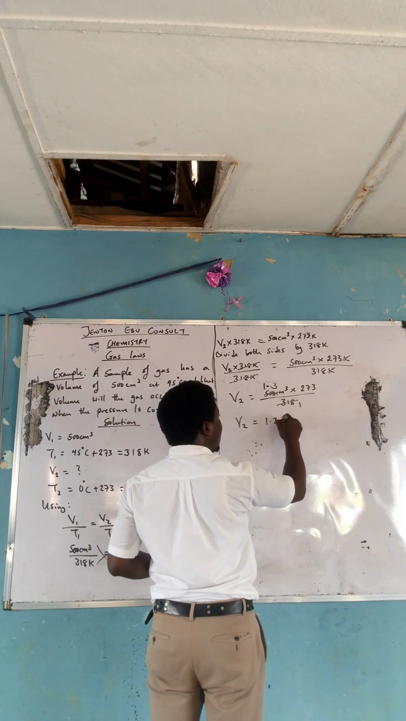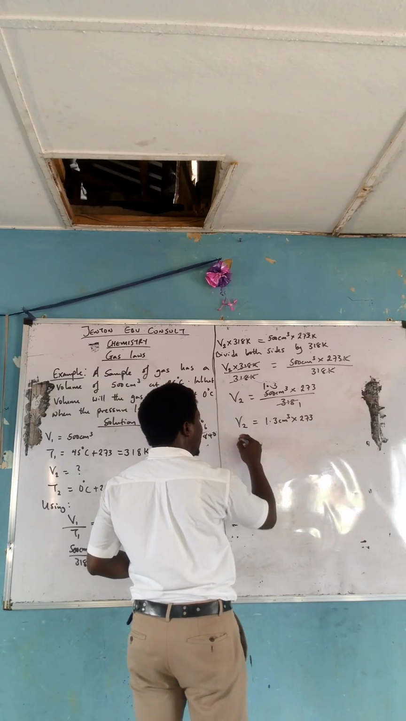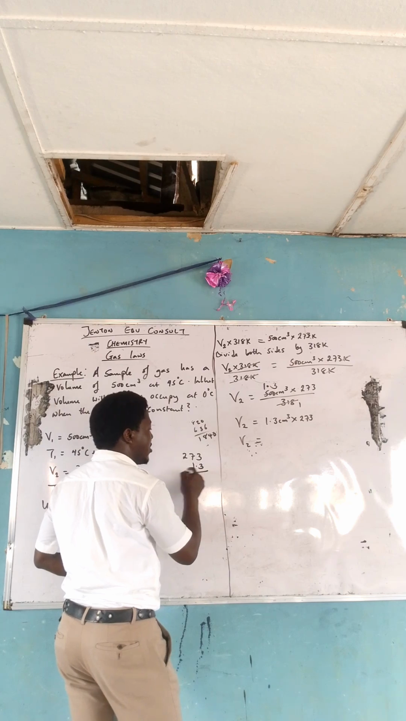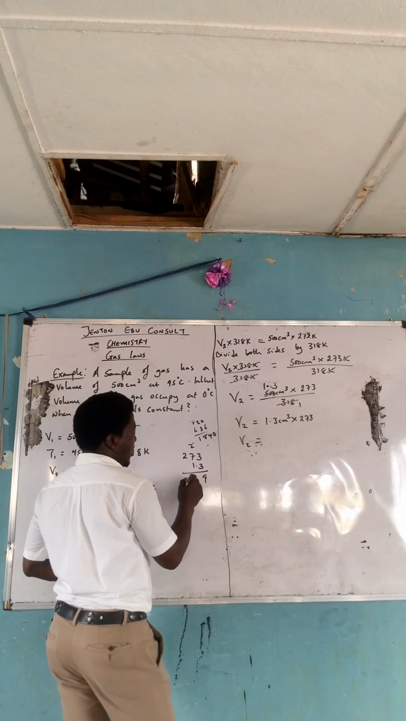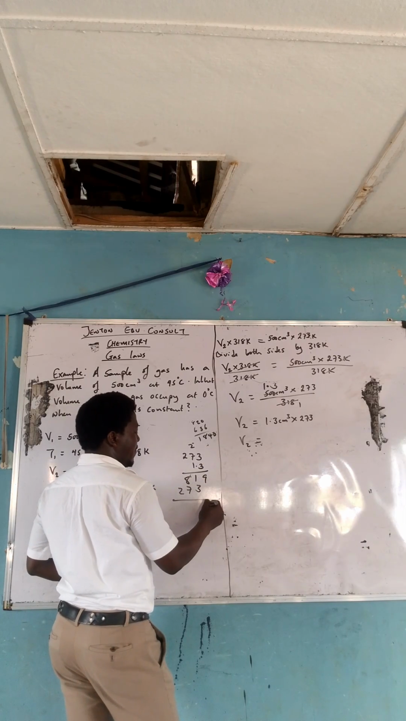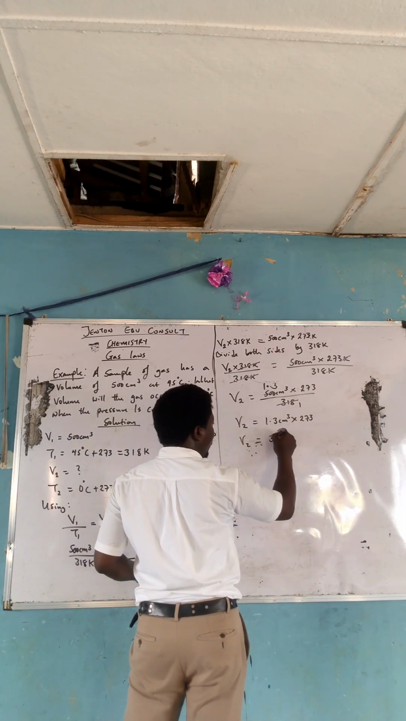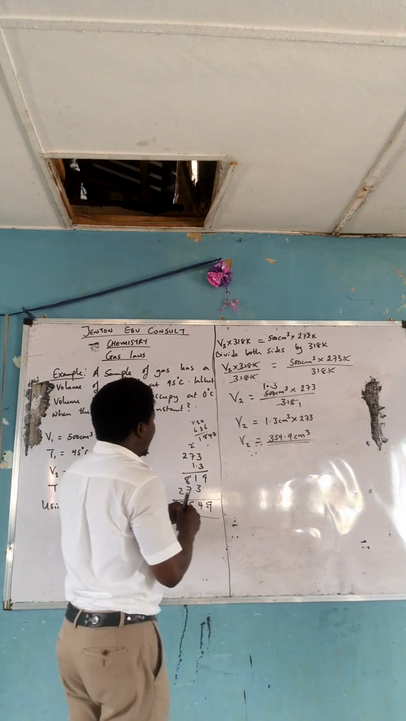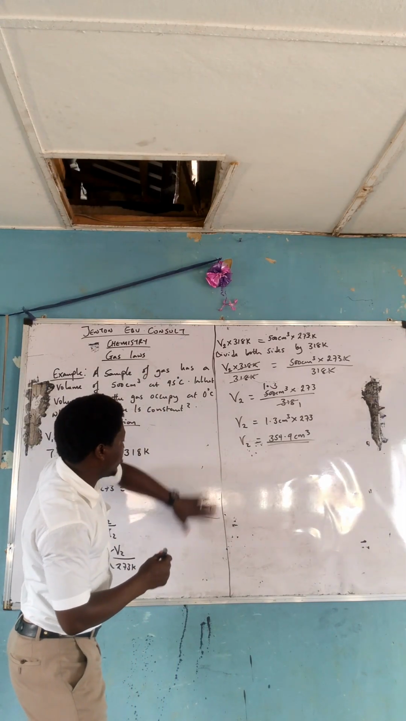So I'll be having 1.3 centimeter cube multiplied by 273. In other words, I'll be having V2 equal to 273 times 1.3. This is 9, 21, 2, 6, 8, 1, 3, 7, 2. So we have 9, 4, 5, 3, which gives 354.9 centimeter cube.